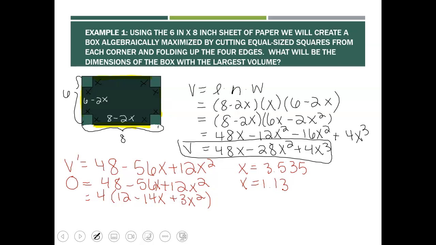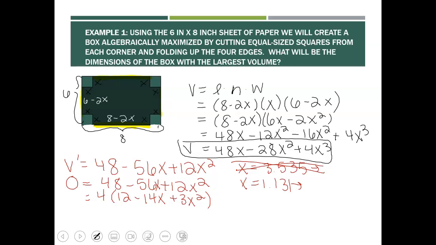So then what you would do is check each of these points with the other two dimensions. If x is equal to 3.535, then you have to do 6 minus 2 times 3.535, and you get a negative 1.07. So can one of your sides have a negative dimension? No. So even though you got that as a critical point, that critical point is invalid because it gives you an invalid dimension.